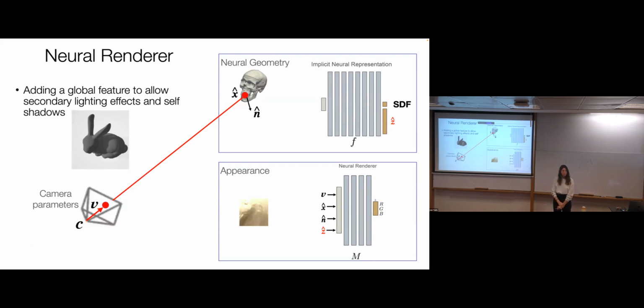What is the input to the neural geometry? This is the XYZ, the position. Okay. Okay, another question?